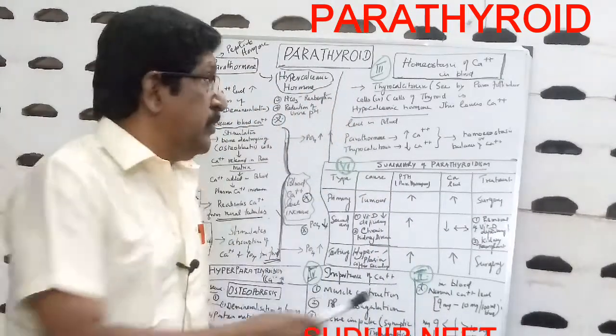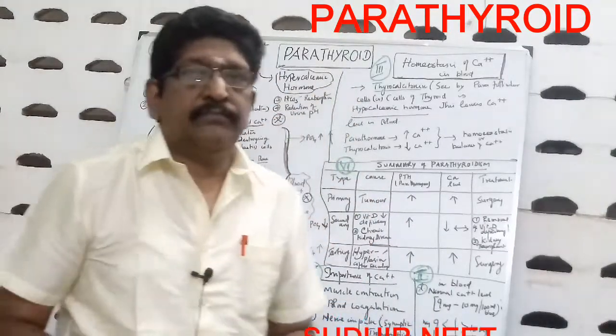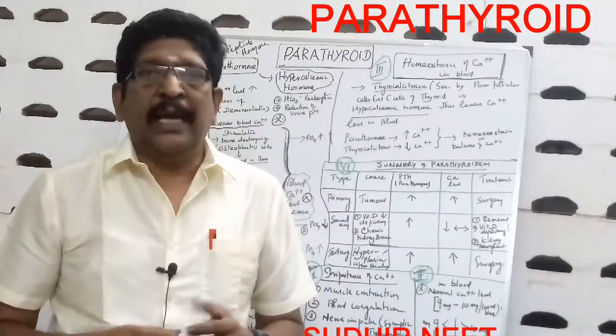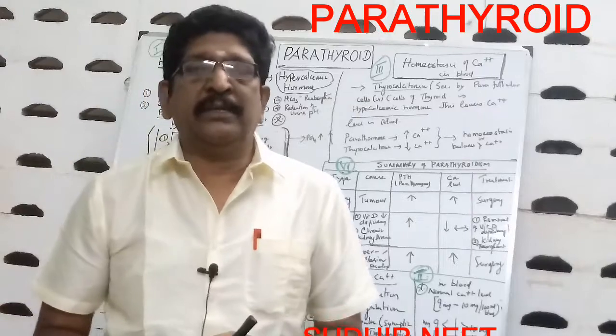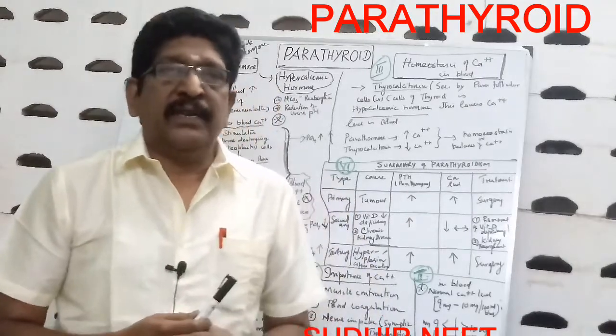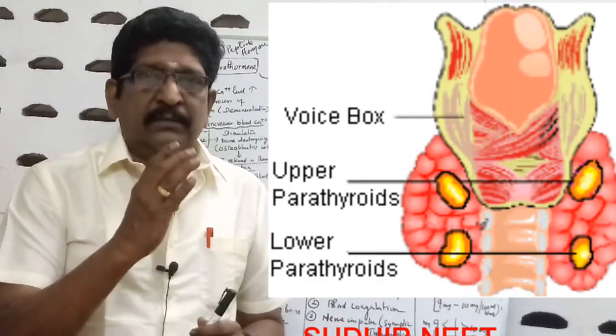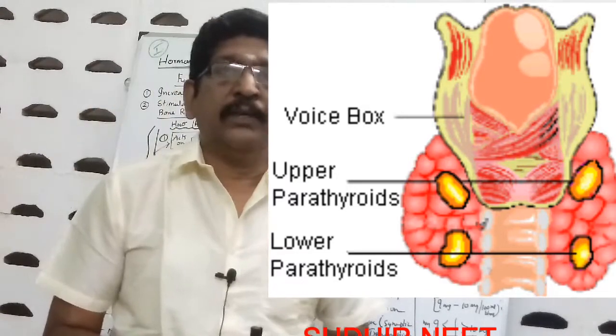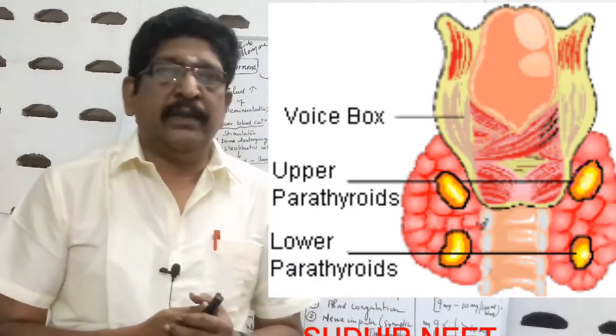Today we will talk about the parathyroid gland. Last video we talked about the thyroid gland, hyperthyroidism and hypothyroidism, etc. Today we shall take up the parathyroid glands. Actually they are four in number, two pairs of parathyroid glands.